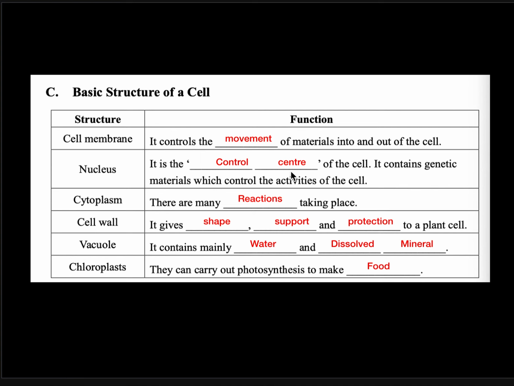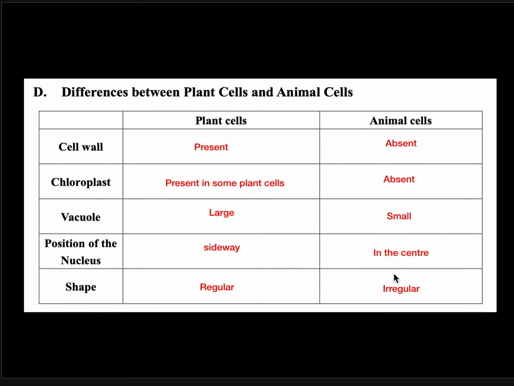It is the control center of the cell. It contains genetic materials which control the activities of the cell. Cytoplasm here: reactions. Cell wall: shape, support, and protection. This one: water and dissolved minerals. Last one: make food. And actually for this one, you should know that for animals, the vacuole is sometimes small, but sometimes it can be absent.